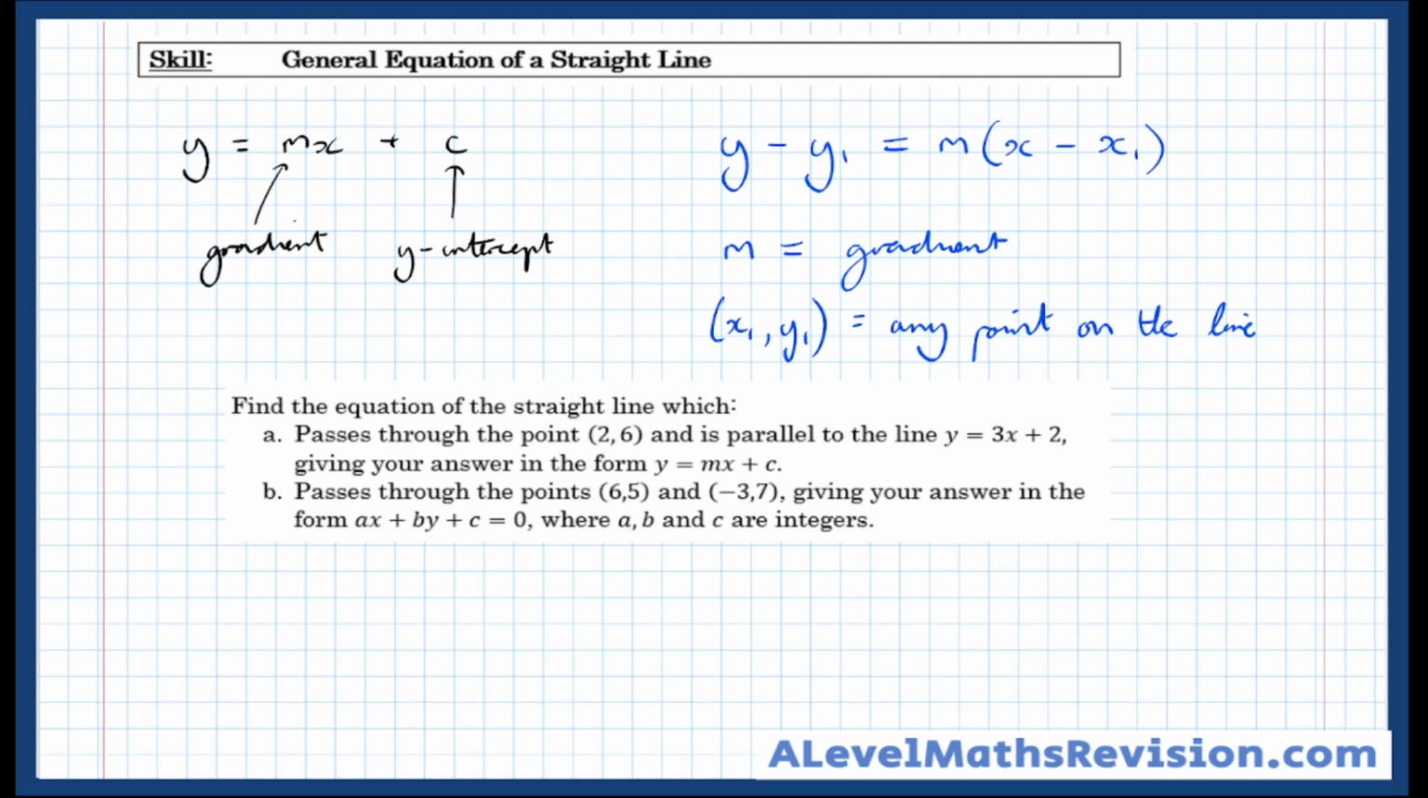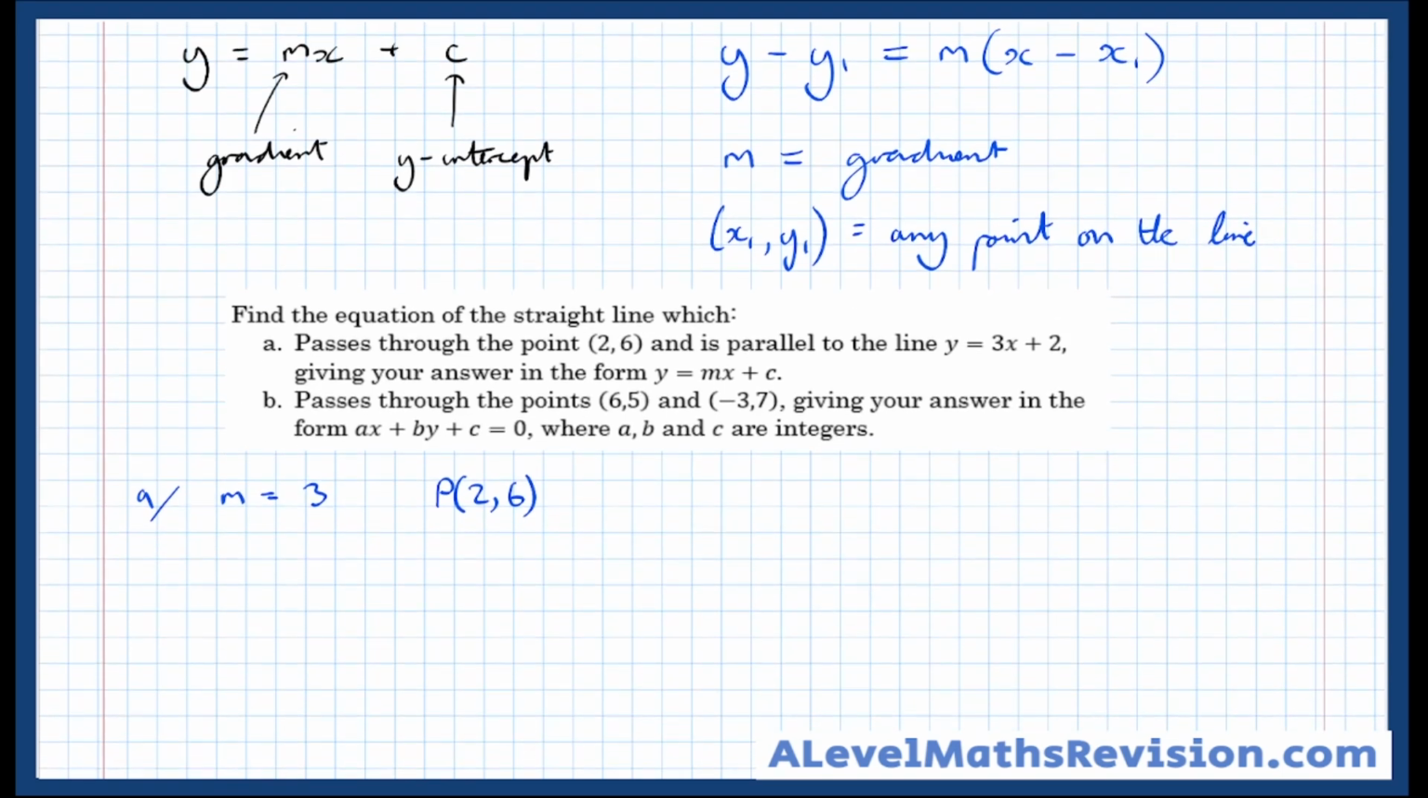So this here says find the equation of the straight line which passes through the point (2, 6) and is parallel to the line y equals 3x plus 2. So from part A, what we need using this new form of the equation is the gradient and a point on the line. Well, we can see that it's parallel to y equals 3x plus 2. Parallel means has the same gradient as. So I can say that m equals 3, and the point we're given is (2, 6), which I denote by writing P(2, 6).